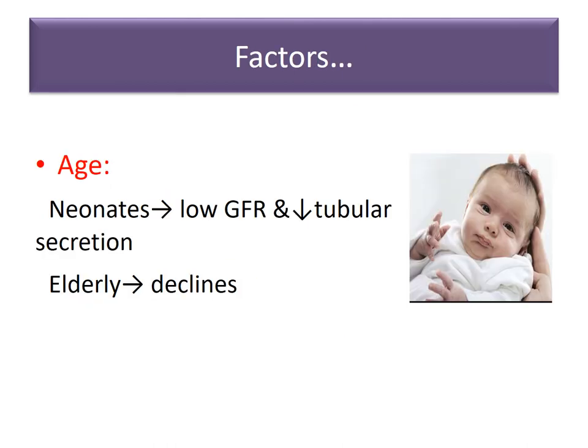Now the factors which modify excretion. Age is an important factor. In neonates, the GFR is low and there is also decreased tubular secretion. So we have to take into consideration that in neonates the drug elimination will be low, because the GFR is low and the tubular secretion is also low. The elderly are also in the same situation, where both the GFR and tubular secretion will be reduced. So when we give drugs, we have to consider this factor in this population.